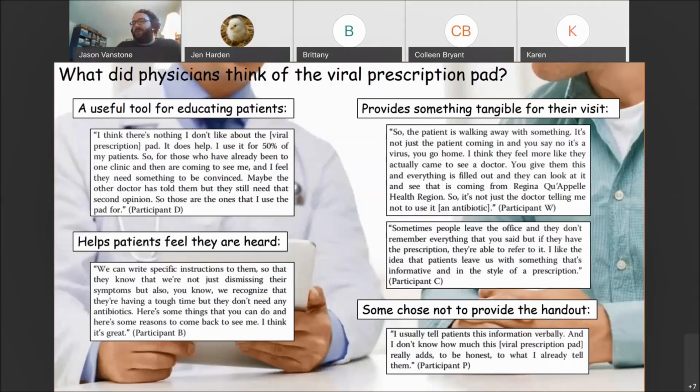One interesting thing that also came up was that some clinicians chose not to provide the handout. They said, I have a good relationship with my patients. They trust me. Participant P here was quoted as saying, I usually tell patients this information verbally, and I don't know how much this viral prescription pad really adds, to be honest, to what I already tell them. We thought that was interesting because the whole purpose of these pads was to help have that conversation with patients and ensure that patients are getting all of the information as well, not just to help walk a clinician through how that conversation could go.